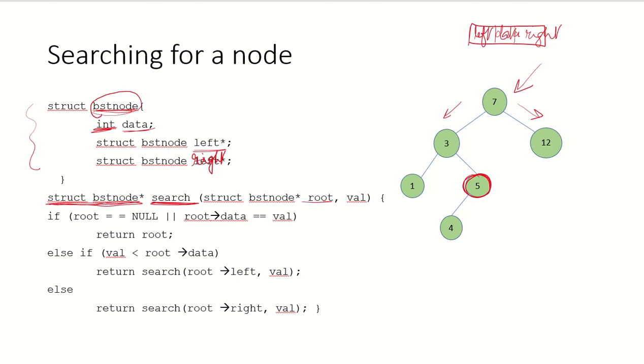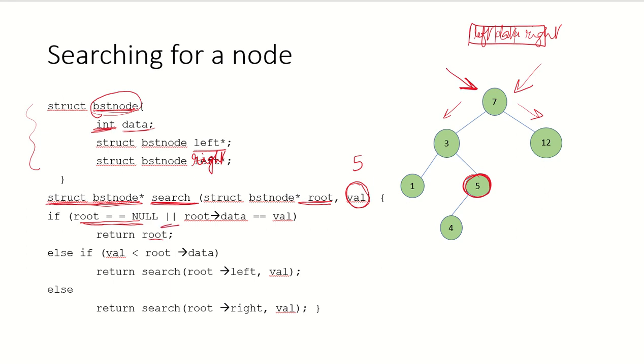First of all, we will send the address of the root node of the tree. So this is the pointer to the root node, and we will also send the value that we are searching for. Suppose this is 5. First, we have to check whether root is null or not. If root is null, that implies it is an empty tree, and in that case we will simply return the root, that means the null value, and say that this does not exist.